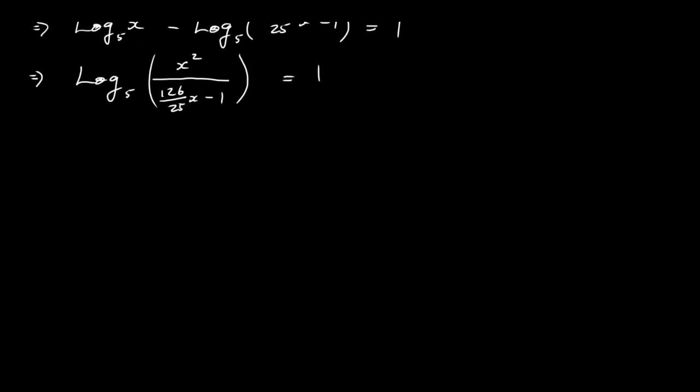Now, we've simplified this as much as we can. So what I'm going to do next is convert this to index form. We have it in log format at the moment, so I'm going to change it to index form. I'm going to take this 5 here, raise it to the power of 1, and that should give me this thing here. So 5 to the power of 1 is equal to x squared divided by 126 over 25x minus 1. Now I'm going to mess around with this, and we should end up with a quadratic trinomial, which we know how to solve.